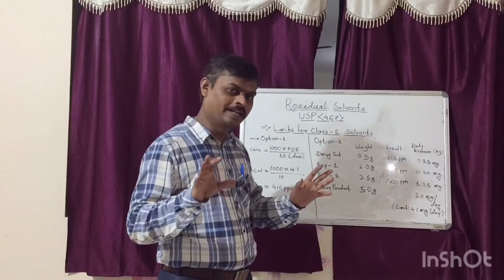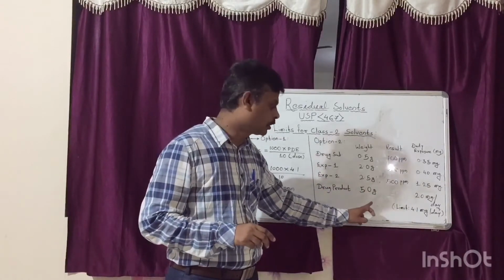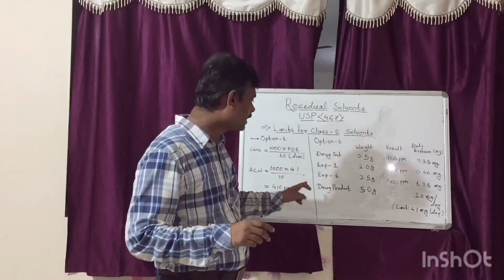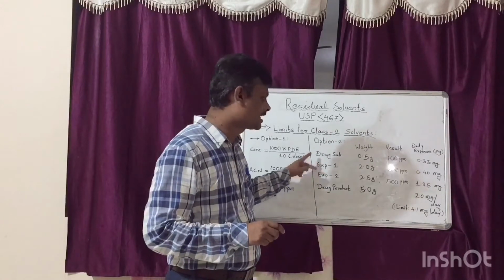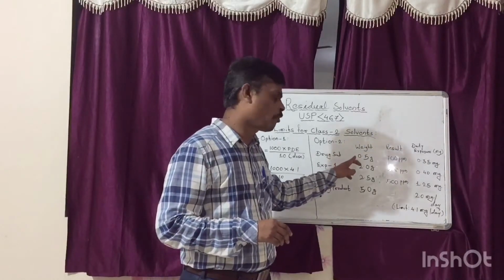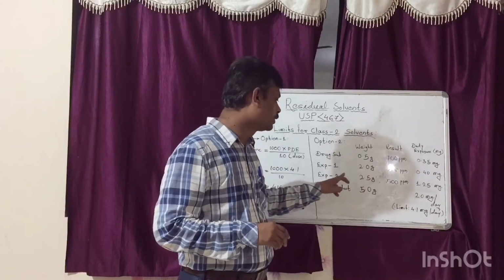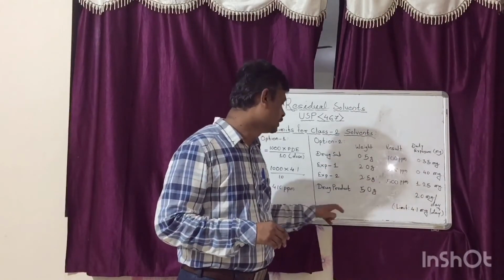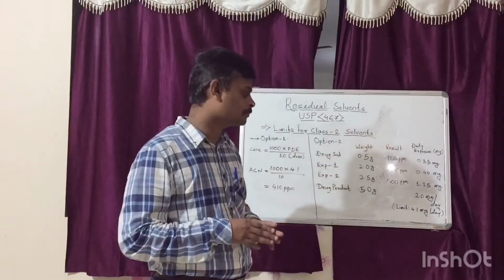Let's take one drug product having daily dose of 5 gram. The product contains a drug substance and two different excipients. The proportion of drug substance is 0.5 gram, excipient 1 2 gram and excipient 2 2.5 gram. The total daily dose is equal to 5 gram.